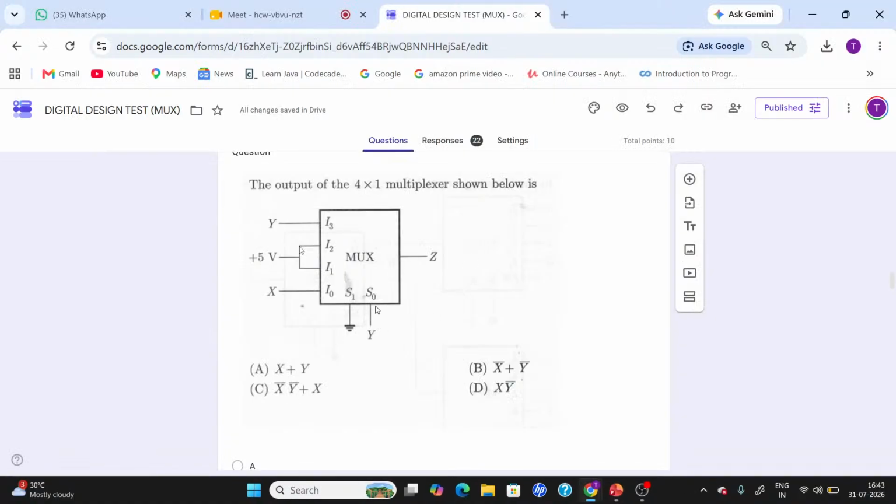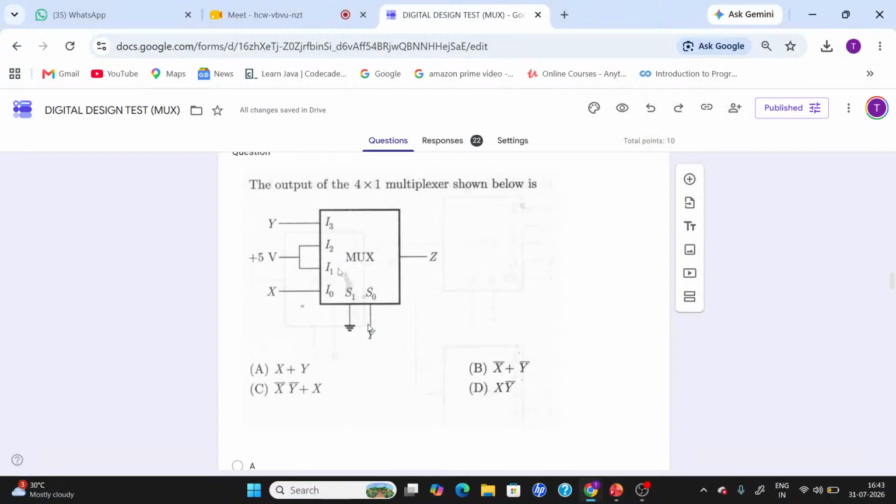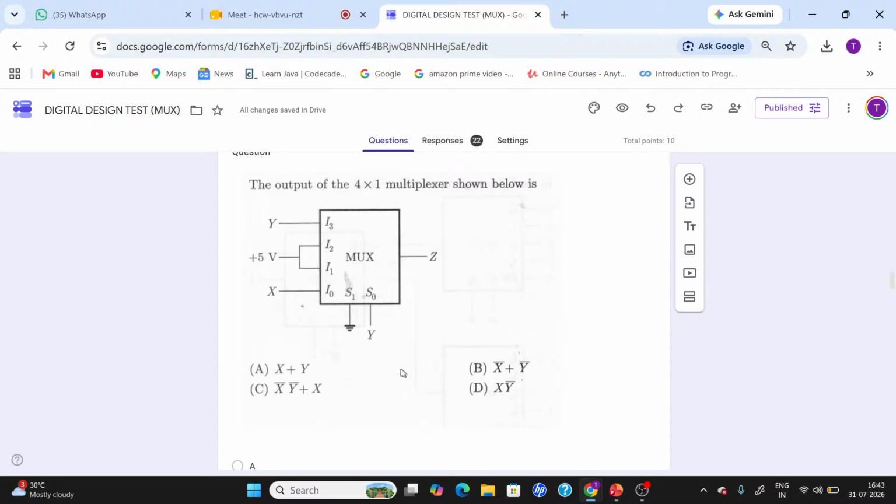Okay. Now what is S0 connected with? S0 is connected with Y. So I'm going to have Y complement into what is I0? I0 is X, XY bar plus Y into I1 is connected to 1. So which is nothing but Y plus Y bar is 1. I'm left out with X. Okay. Yes. So my final answer will be simply X.